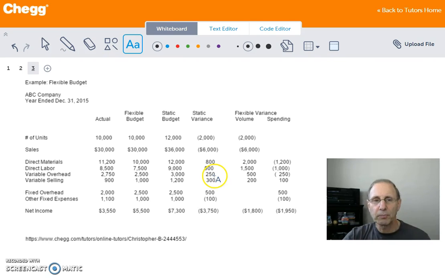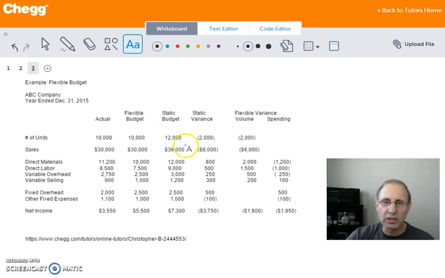Now, the question is, what caused the variances? As we can see, we were down in unit volume by 2,000 units. So obviously, right off the top, we have some type of volume variance. But what we want to look at as a management team is, how did we perform spending-wise given the lower level of activity? Were we able to control our variable costs in the same proportion that we had originally budgeted? So the first thing we need to do is create the flexible budget.